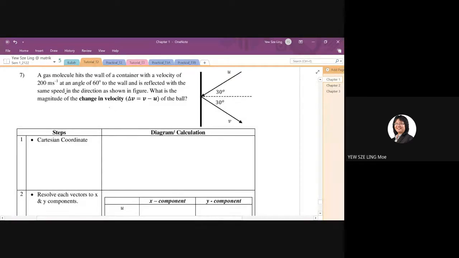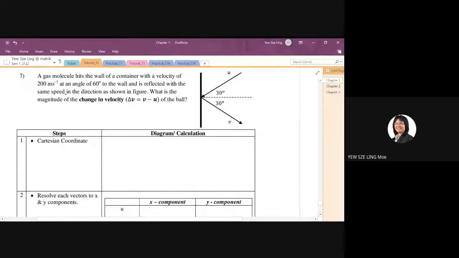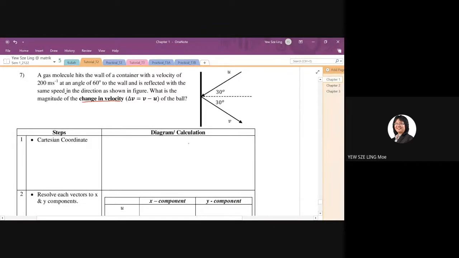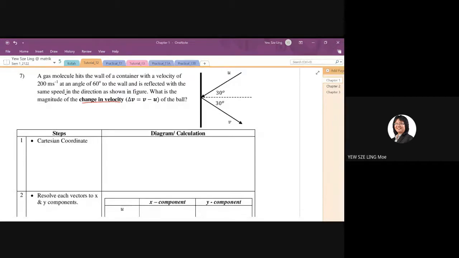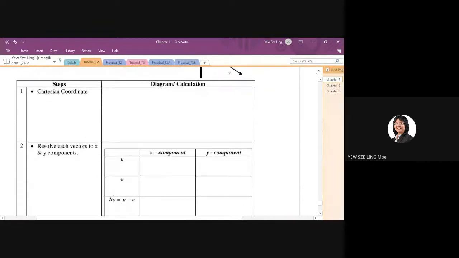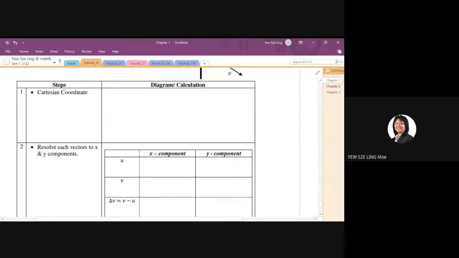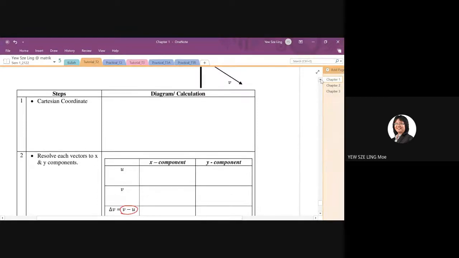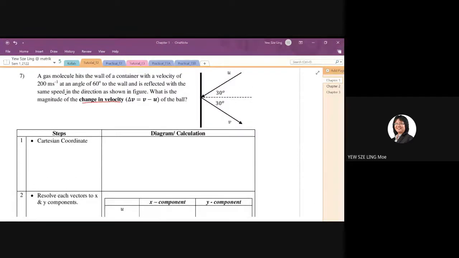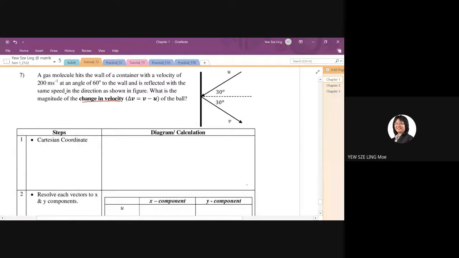Okay, so the key part is the change in velocity. For change in velocity, you are not going to calculate the total resultant. You try to find the change. I think the table gives you hints as well. So you use V minus U, rather than V plus U. So you try it. You complete the table first, and then I will show you how to do it.